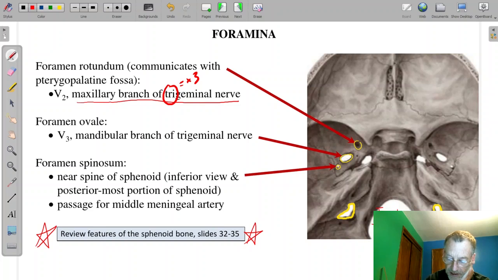And this is passage for several cranial nerves, CNs, I'm abbreviating for cranial nerves, and the internal jugular vein.